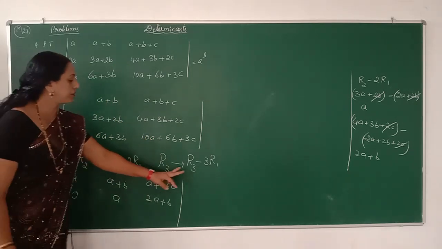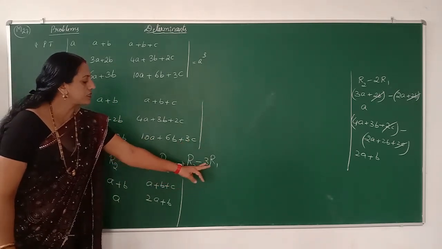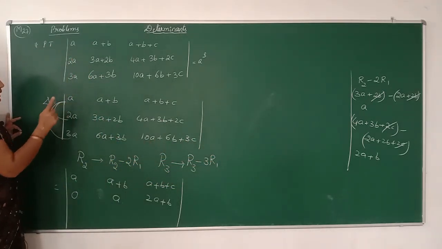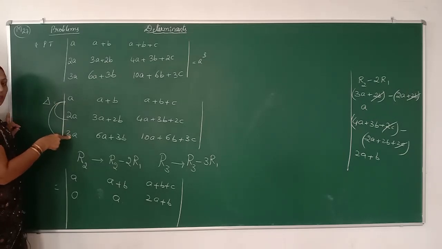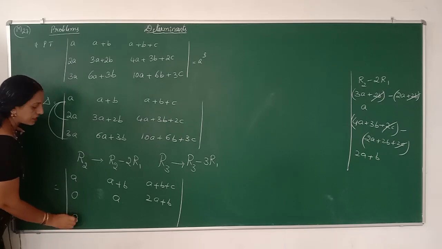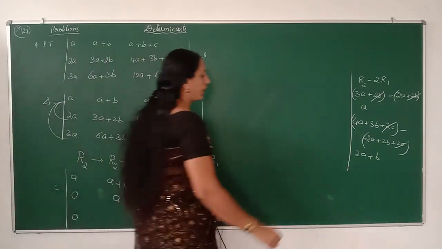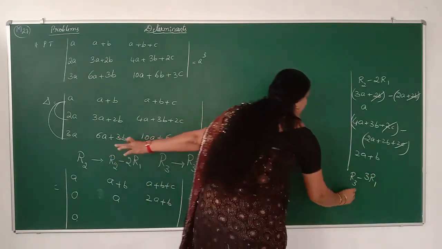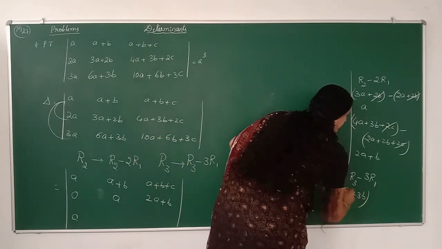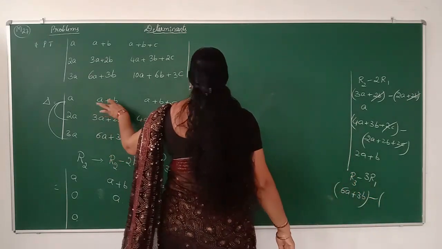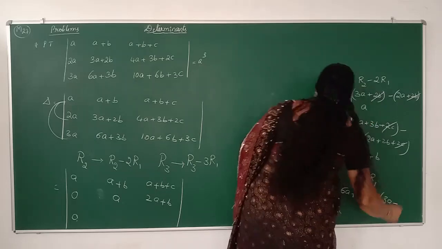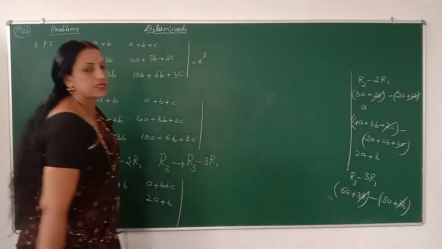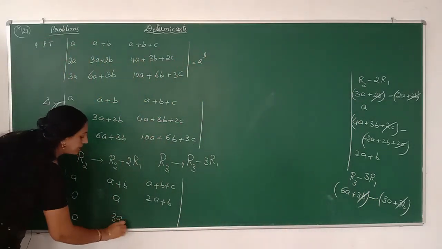Similarly, now R3 can be changed to R3 minus 3 times R1. The elements of R1 are multiplied by 3 and subtracted from the corresponding elements of R3. 3a minus 3a is 0. For the second element, R3 is 6a plus 3b minus 3 times R1, which is 3a plus 3b. Again 3b minus 3b cancels, and 6a minus 3a is 3a.